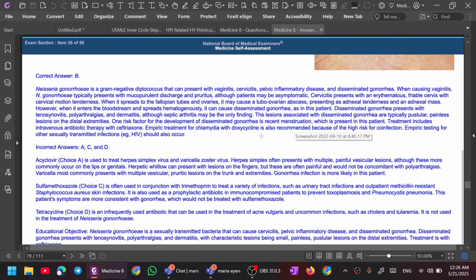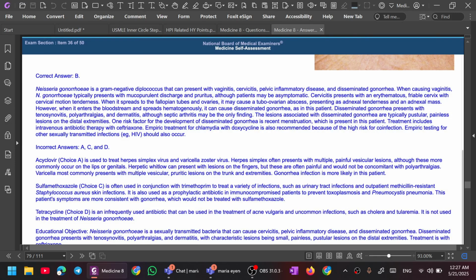Disseminated gonorrhea presents with tenosynovitis, polyarthralgias, dermatitis, although septic arthritis may be the only finding. The lesions associated with disseminated gonorrhea are typically pustular, painless lesions on the distal extremities. One risk factor for the development of disseminated disease is recent menstruation, which is present in this patient. Treatment includes IV antibiotics with ceftriaxone. Empiric treatment for chlamydia with doxycycline is also recommended because of co-infection. Empiric testing for other STIs should also occur.